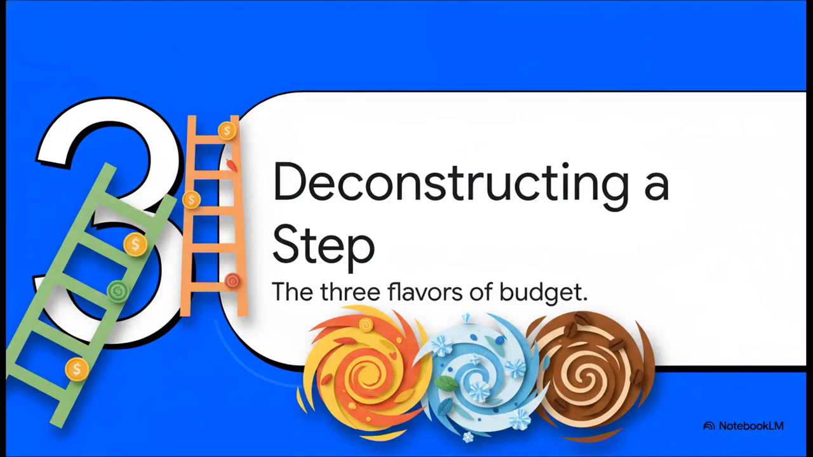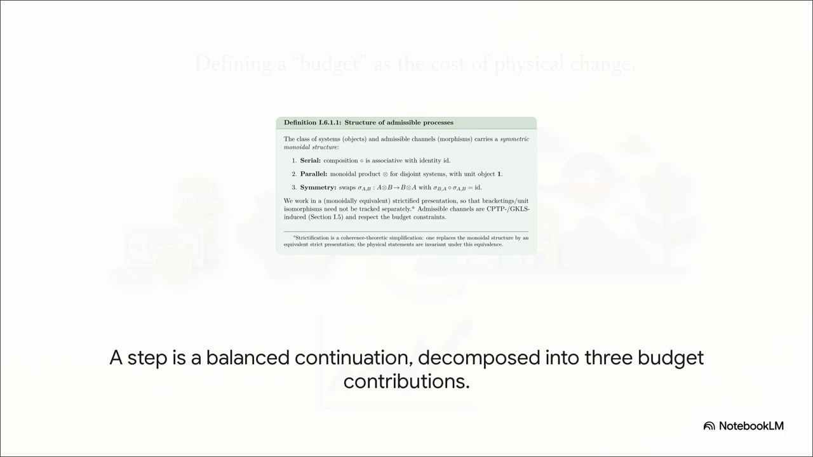Okay, on to section 3. So if a budget is the cost of a step, then the FBA gives us a really neat way to itemize the receipt, so to speak. We can break that cost down into 3 distinct flavors. Now, whoa, don't let the symbols scare you off. All this equation is saying is that the total change in the budget, that's the thing on the left, can always be accounted for.